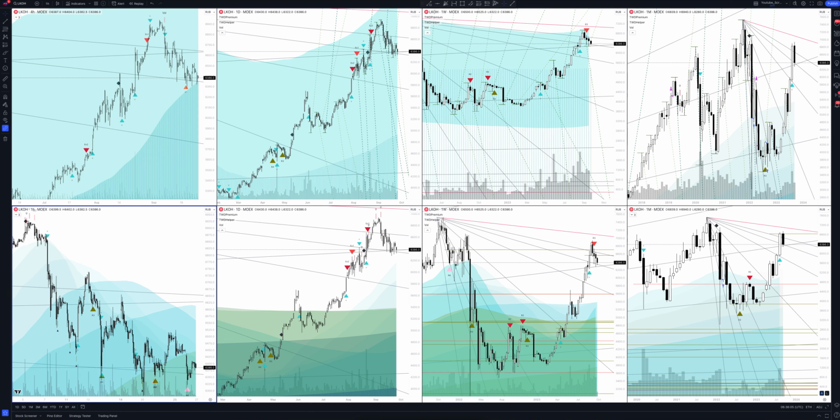Today we will take a look at Lukoil stock. Let's analyze the market situation and find out how you can make money on it. Let's start.